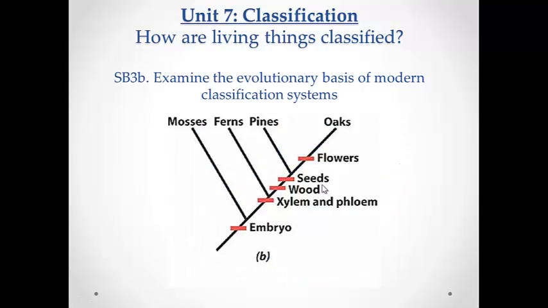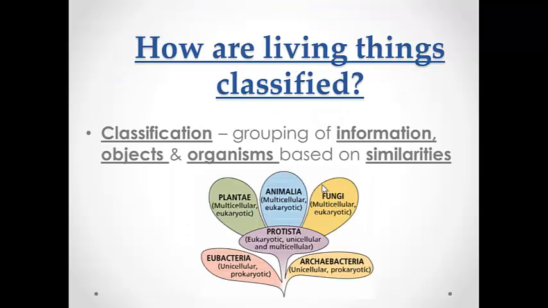And this is just another cladogram for plants with the same thing. If the animal branches off after or above the characteristic, that means they do have it. If it branches off before or below a characteristic, then it does not have it.